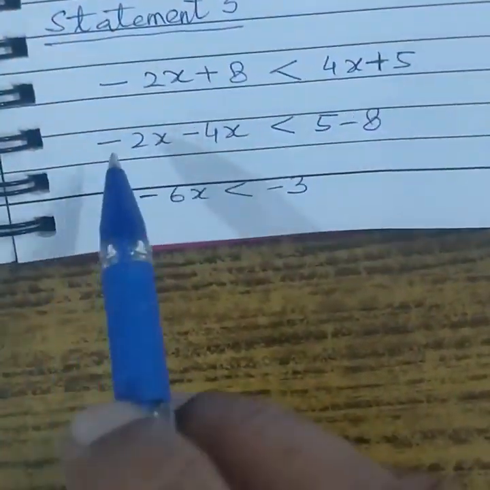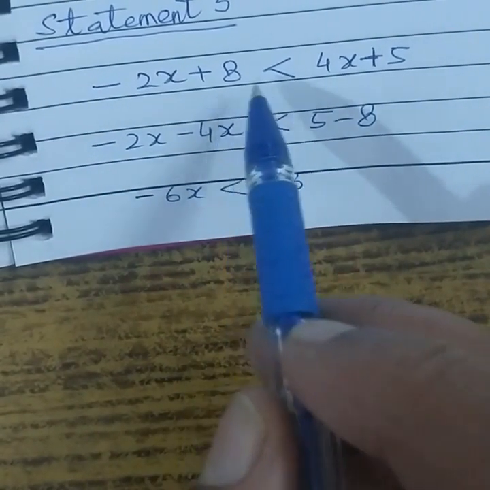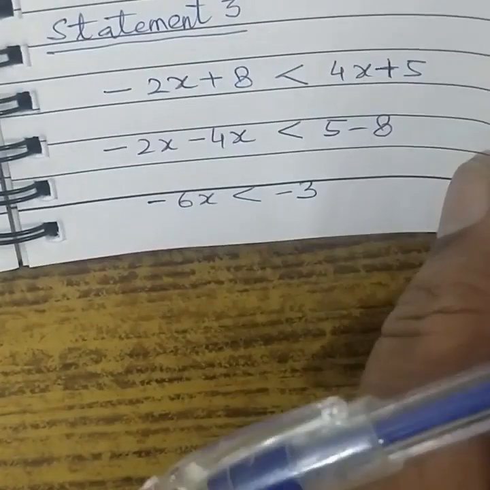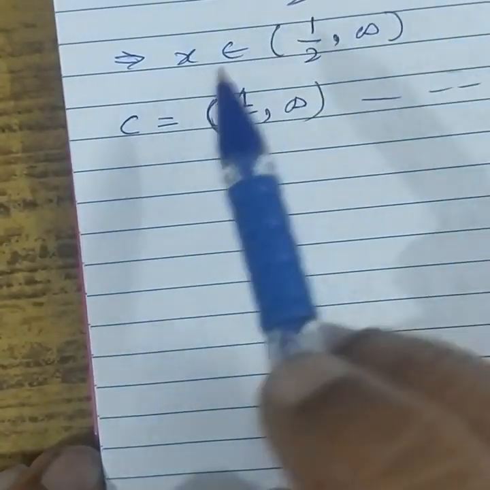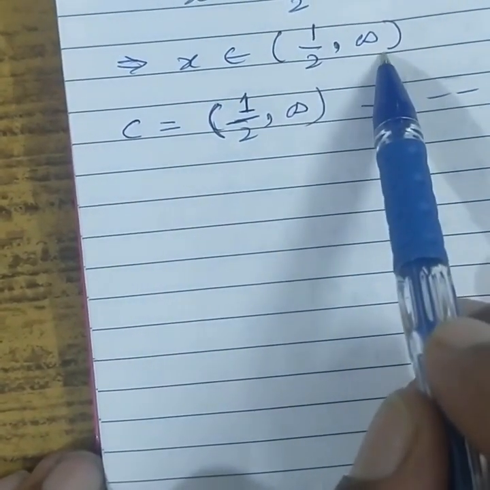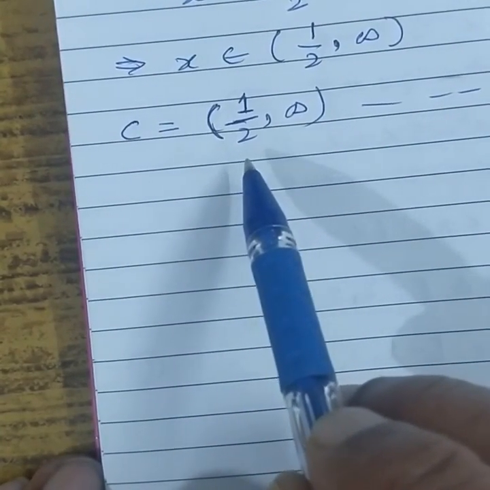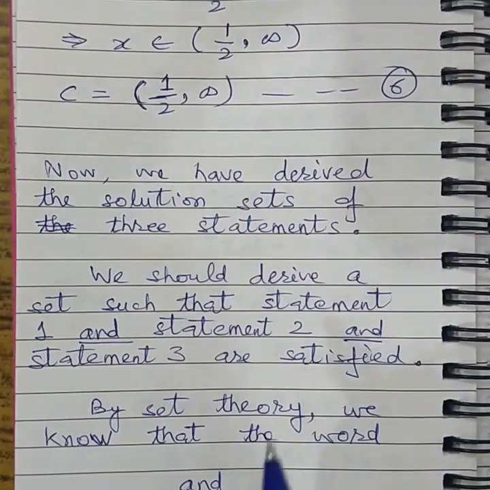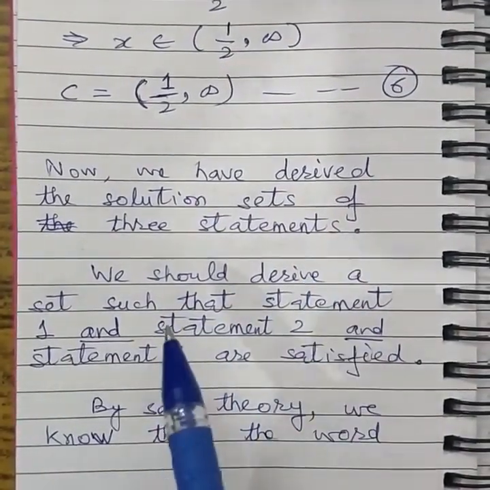Now let us solve statement 3. Statement 3 is minus 2x plus 8 less than 4x plus 5. This inequality can be simplified to x greater than half, or x belongs to half to infinity. Let us name this set as C, which is the solution set of statement 3. Now we have derived the solution sets of three statements.